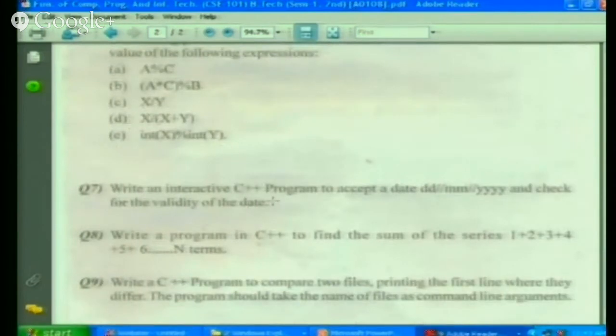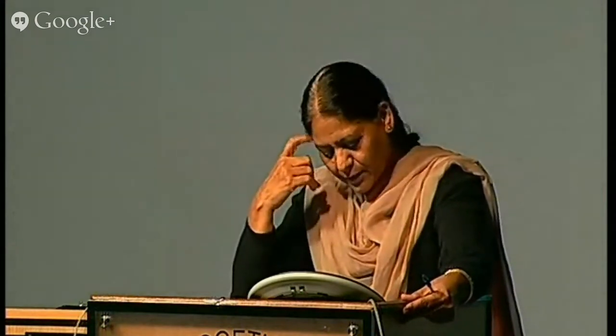Then C, write an interactive C++ program to accept a date and check for the validity of the date. Now when you say write an interactive program, you are actually testing the higher level abilities, ability to create. Then again you see write a program in C++ to find the sum of the series up to nth terms, right? Then write a C++ program to compare two files printing the first line where they differ. The program should take the names of files as command line arguments. So to compare two files, if you can give two files to the individual, then they can do justice. That will be higher level ability. Otherwise, if it is simple procedure to be recalled and written, then it is not higher level ability.